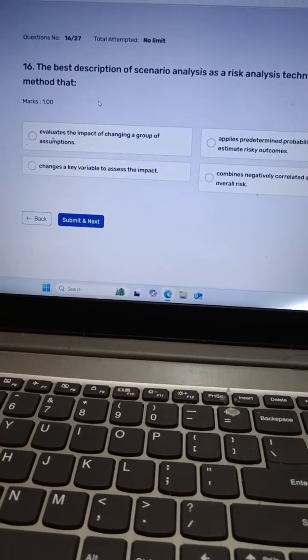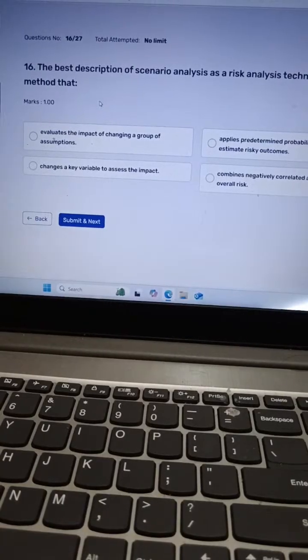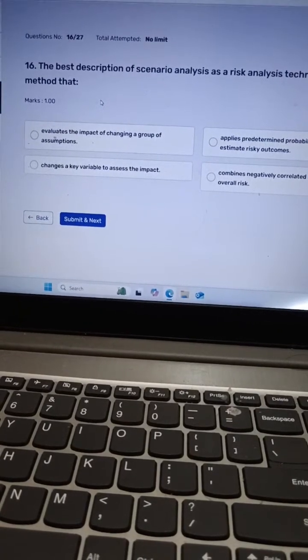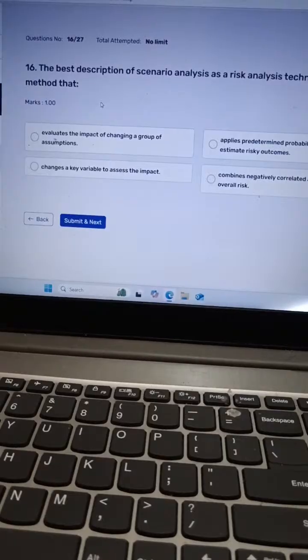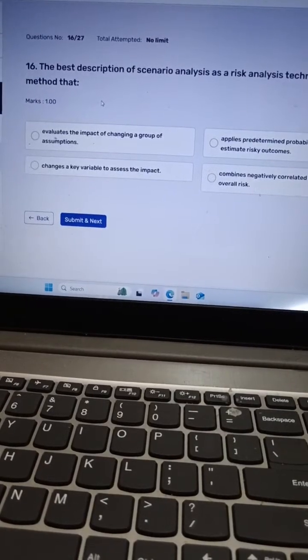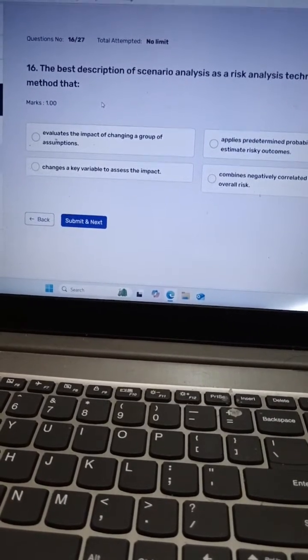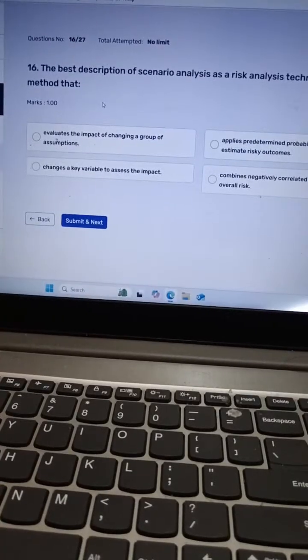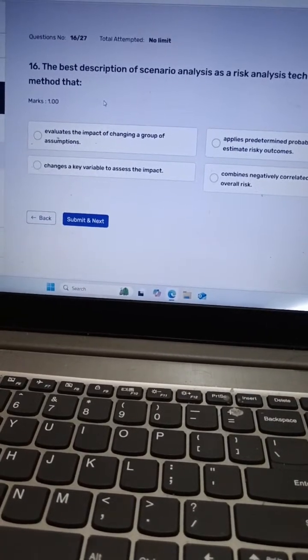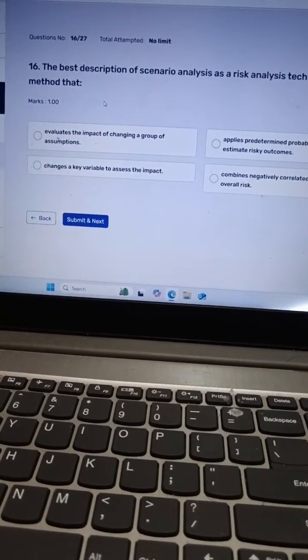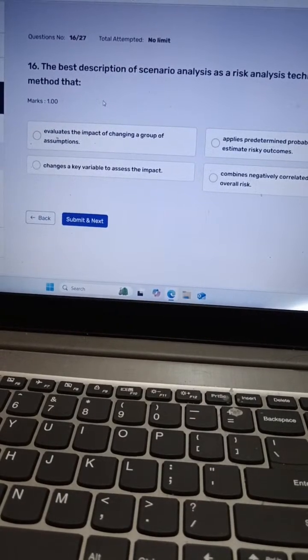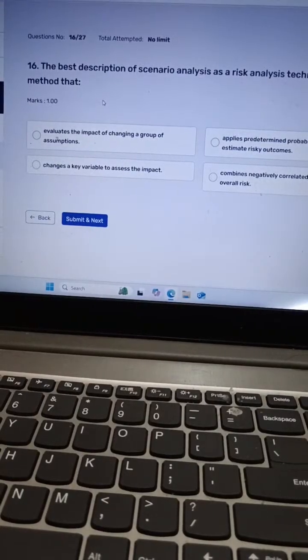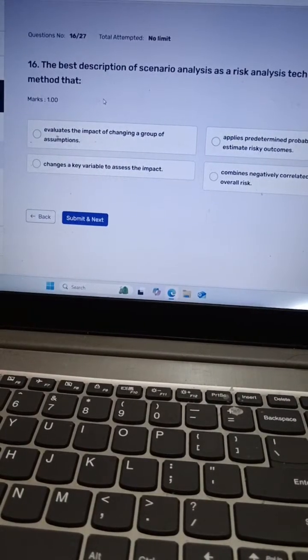Evaluate the impact of changing a group of assumptions, changing a key variable to assess the impact, and apply a predetermined probability distribution to estimate the risk outcome. Scenario analysis. We are talking about the scenario. Combine negatively correlated assets and reduce overall risk.